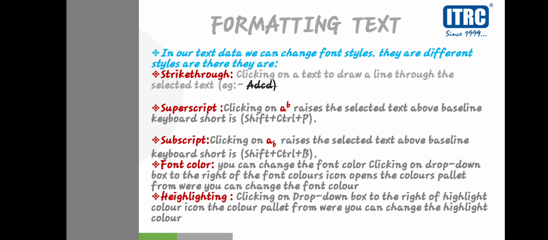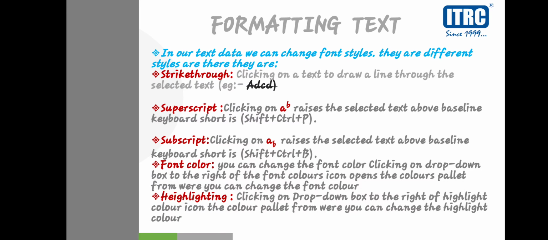Superscript. Clicking on it raises the selected text above the baseline. Keyboard shortcut is Shift plus Control plus P, like that A square B. Subscript. Clicking on it lowers the selected text below the baseline. Keyboard shortcut is Shift plus Control plus B, like that A down square B.